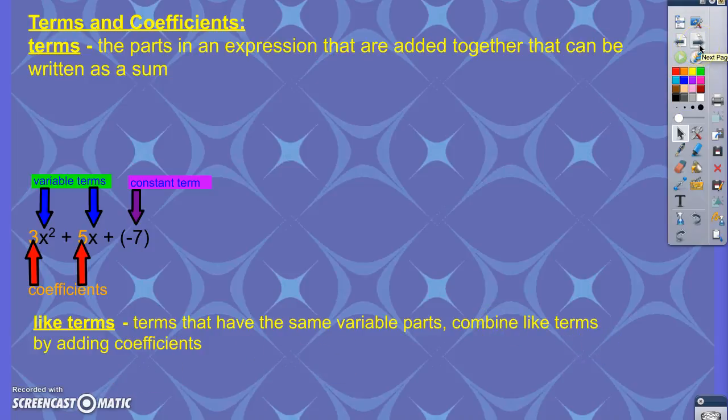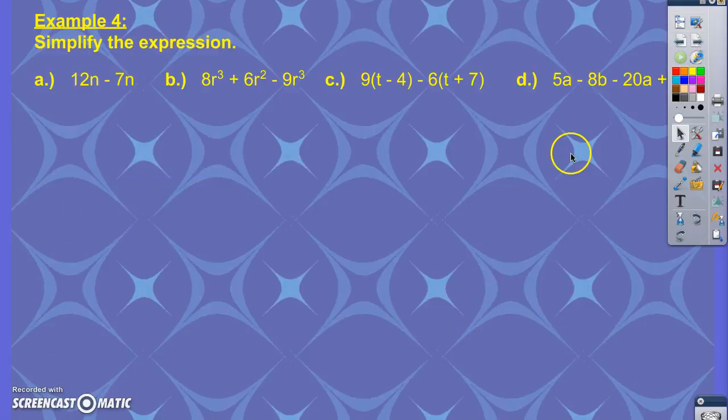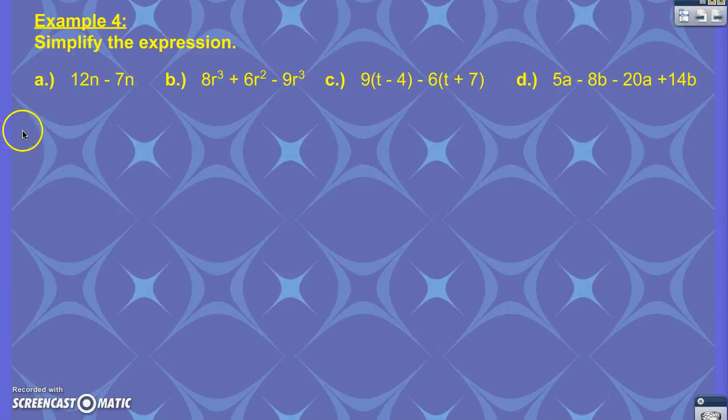So what does that mean as an example? All right, example 4, simplify the expression. Let's move this out of the way for a minute. I have 4 problems in example 4, and we'll start solving them now. All right, so let's look at A.